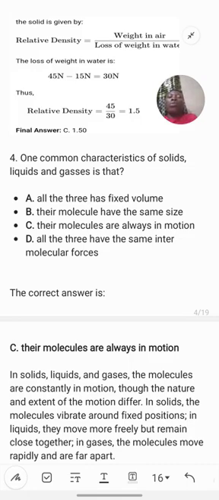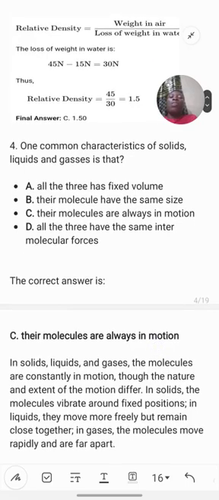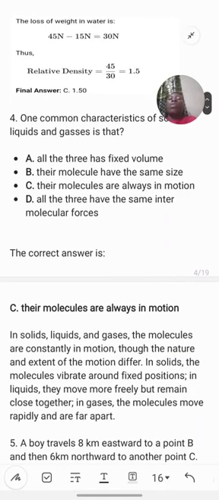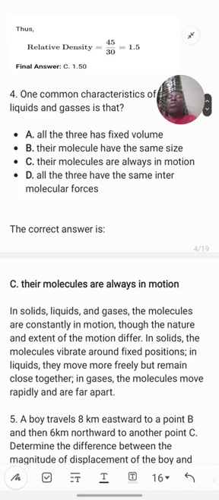Okay, so now they say that one common characteristic to all of them is that their molecules are always in motion, meaning that they are constantly in motion. Though the nature and extent of the motion may differ, they may not be the same. For instance, in solids, the molecules can vibrate around a fixed position. Let's give an example of that.